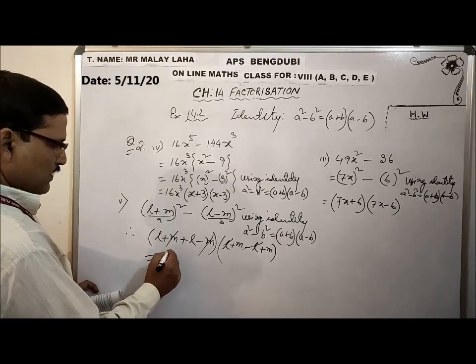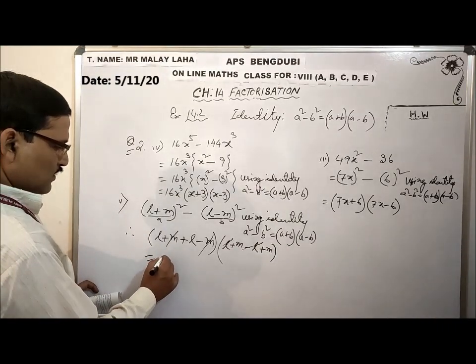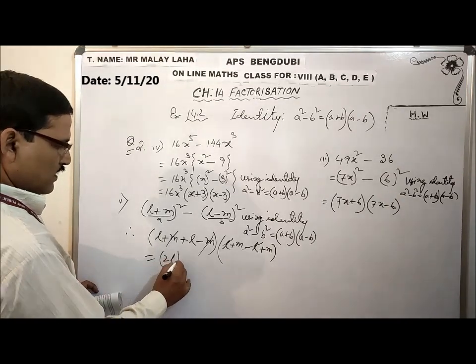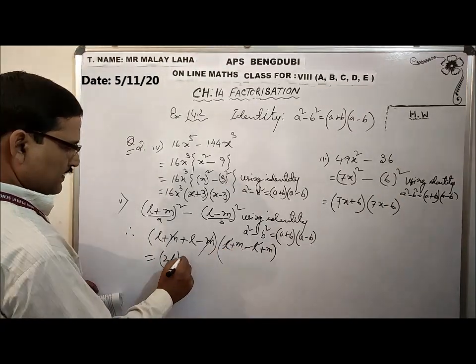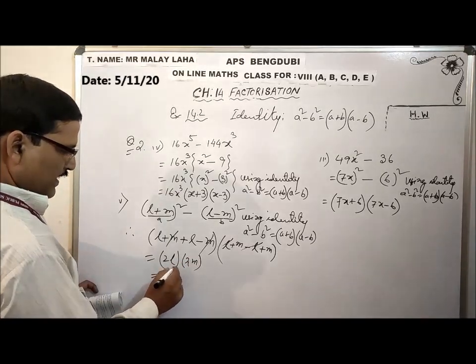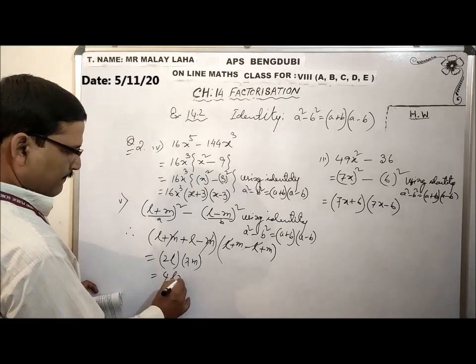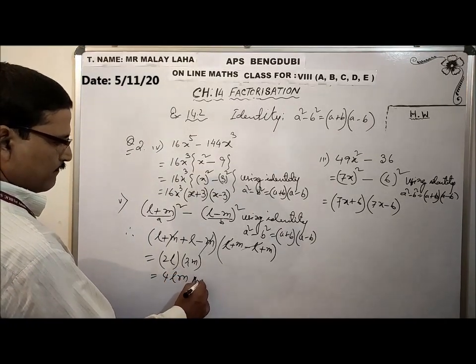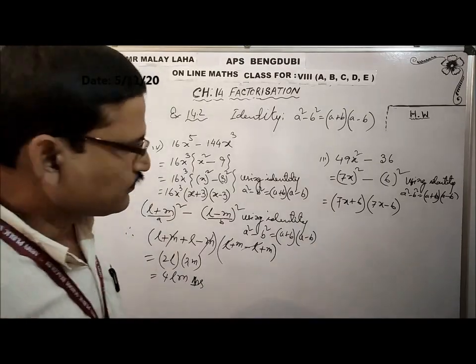What is left out? L plus L, 2L, into m plus n, 2n. After multiplying, we get 4lm. This is the final answer, 4lm. Okay.